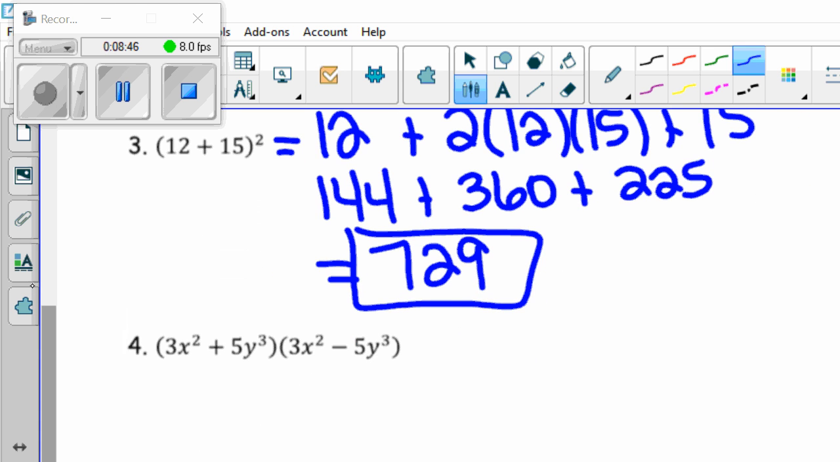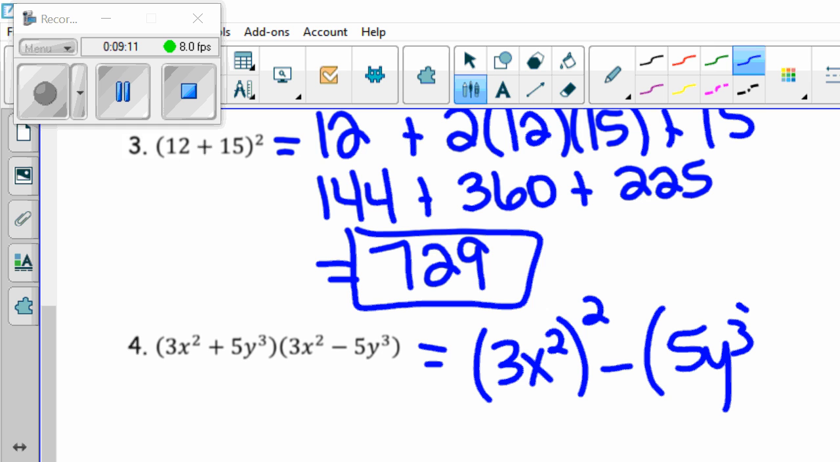Number 4, and this is using identities. 3x squared plus 5y cubed times 3x squared minus 5y cubed. So I know that this would have come from a difference of squares, because I have the exact same thing, only one plus, one minus. So this would have come from my first term, 3x squared squared, minus my second term, 5y cubed squared. So now just square these. So I get 9x to the 4th minus 25y to the 6th. Much easier to do it that way than FOIL and combine like terms.